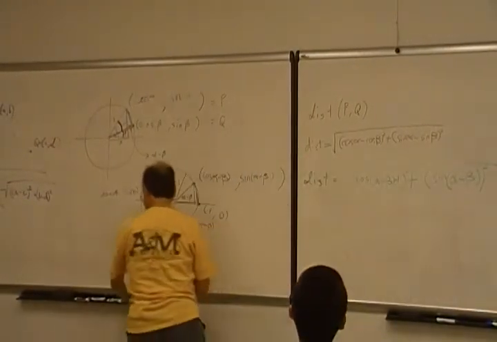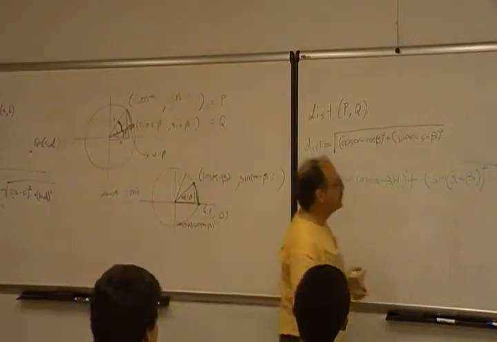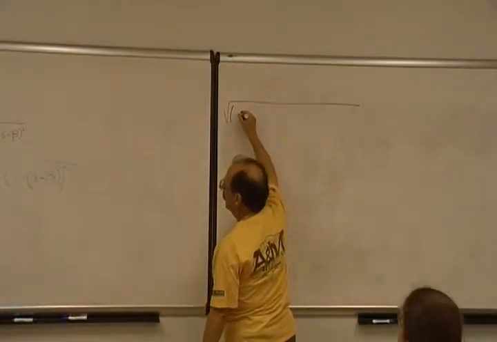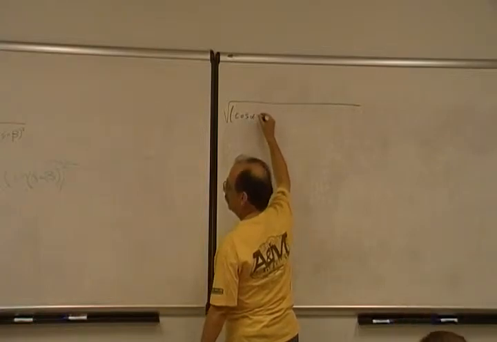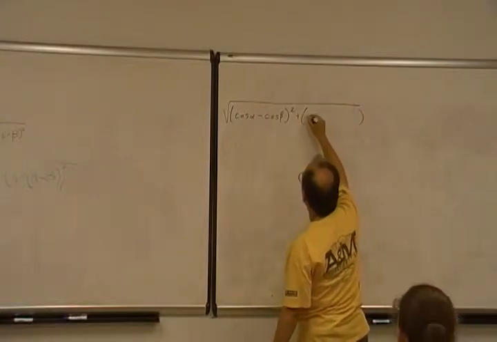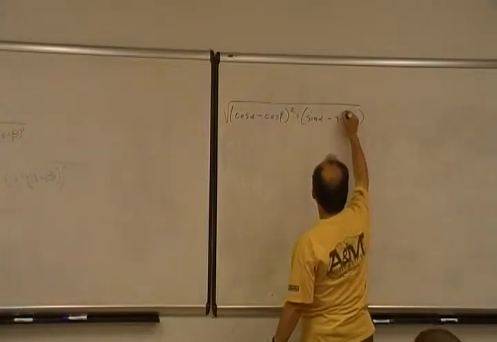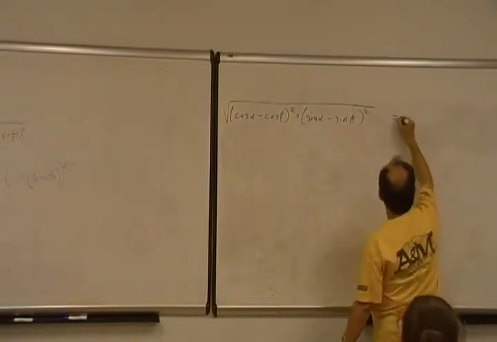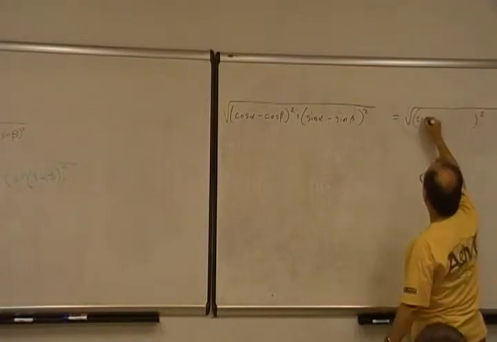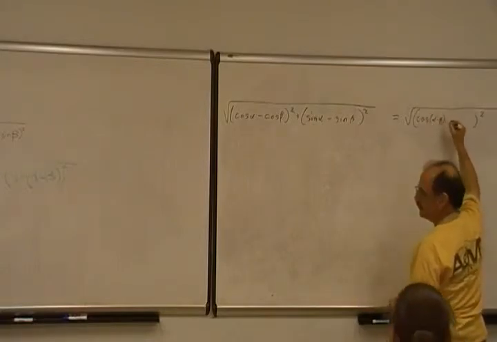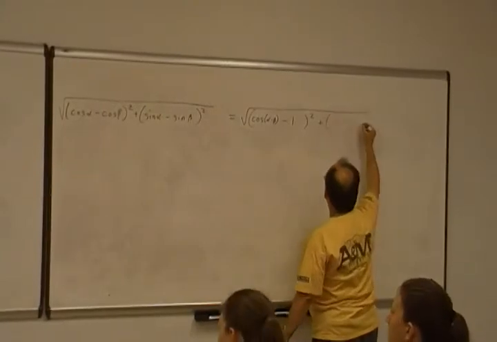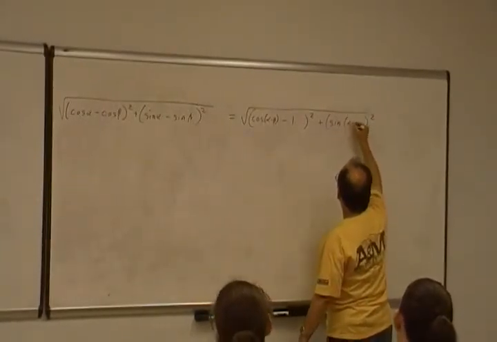We're doing capitals. So I'm just going to copy those two things down over here. The square root of cosine alpha minus cosine beta all squared plus sine alpha minus sine beta all squared is equal to the square root of the square of cosine of alpha minus beta minus 1 plus the square of the sine of alpha minus beta.